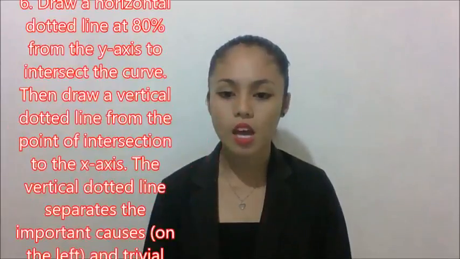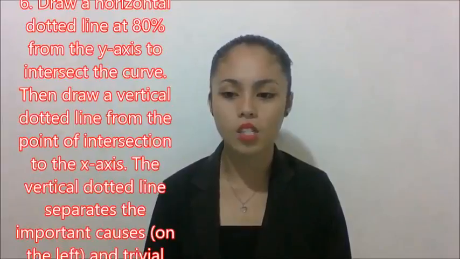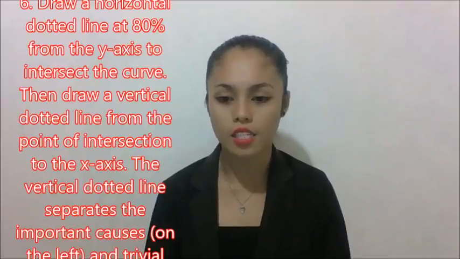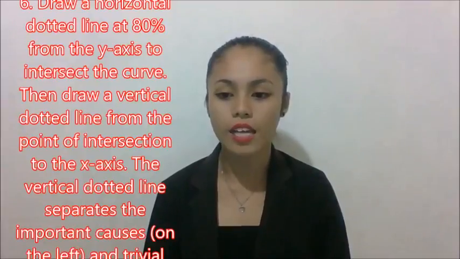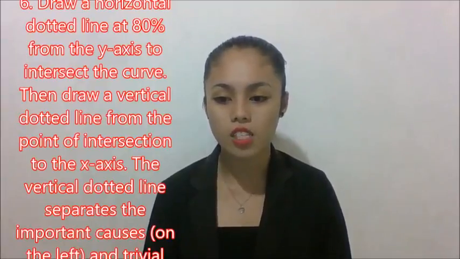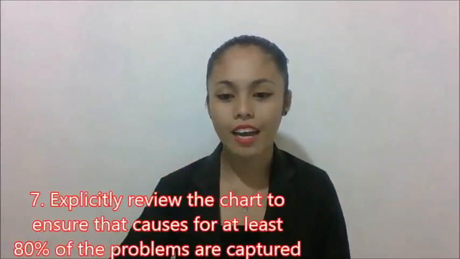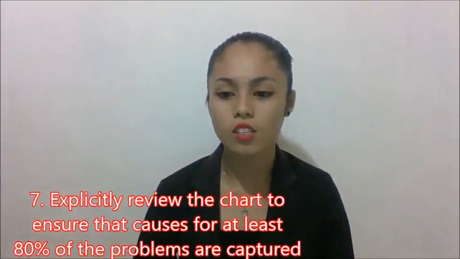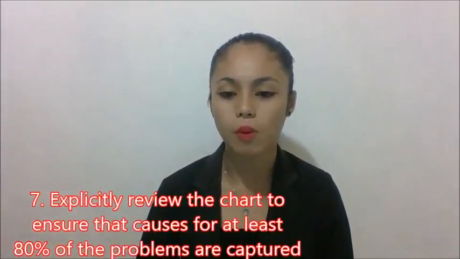Number 6. Draw a horizontal dotted line at 80% from the y-axis to intersect the curve. Then draw a vertical dotted line from the point of intersection to the x-axis. The vertical dotted line separates the important causes on the left and trivial causes on the right. Number 7. Explicitly review the chart to ensure that causes for at least 80% of the problems are captured.